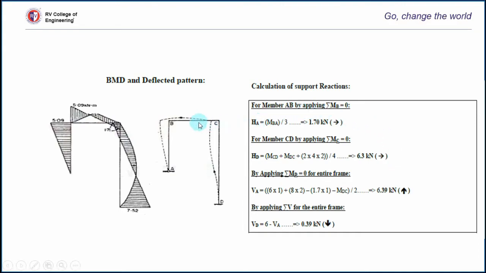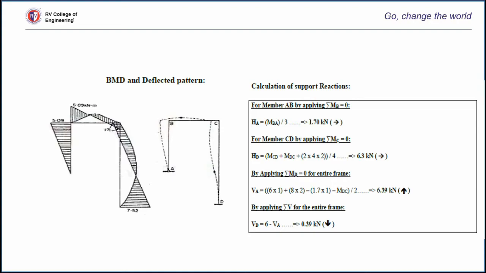So again, by calculating the HA and HD, and by calculating VA and VD using the laws of equilibrium at joint D and performing sigma V equals 0 for the entire frame, you are going to get VA and VD. And this is the bending moment diagram and the deflected pattern. And this is it for the manual calculation.